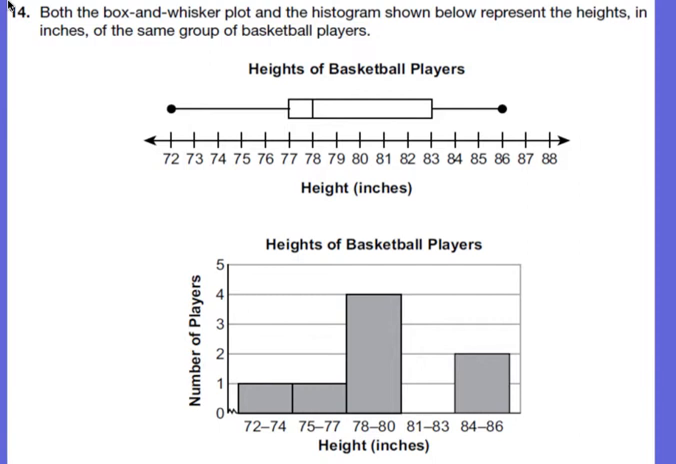So this constructed response contains a box and whisker plot. That's a very common thing on the Keystones, okay?